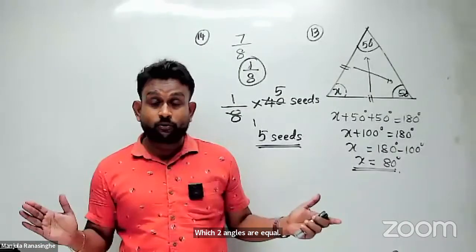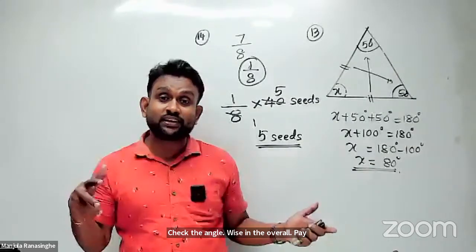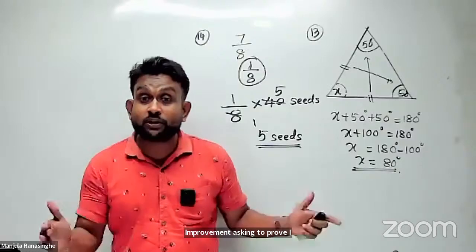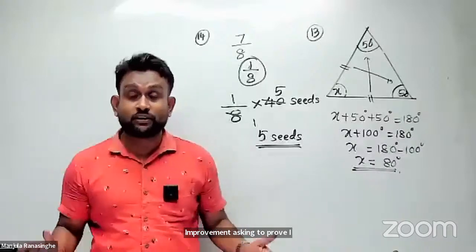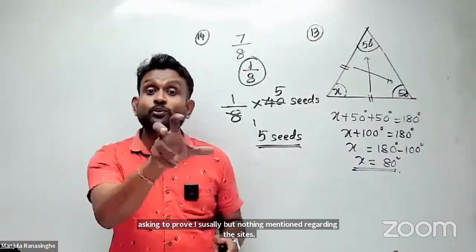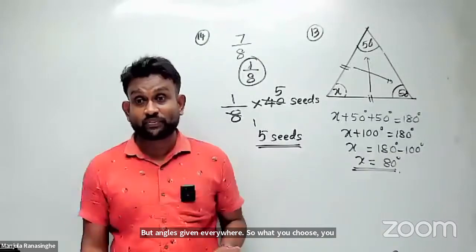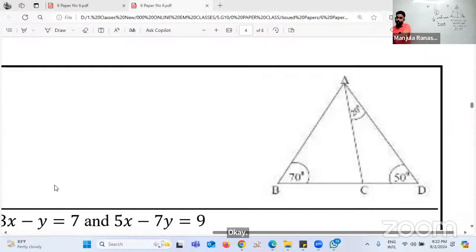In the O-level paper also we have seen some proofs asking to prove an isosceles triangle, but nothing mentioned regarding the sides, only angles given. So what you do is check which two angles are equal. If it is isosceles, two angles must be equal. Now I check here, you can see the question. Check which two angles are equal in these two triangles.